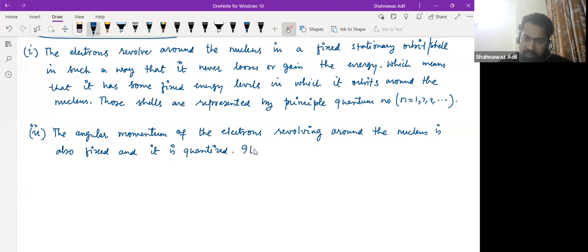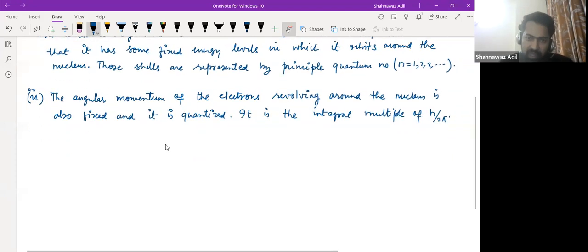It is the integral multiple of h by 2 pi, where h is the Planck's constant. So the angular momentum of a shell, right?